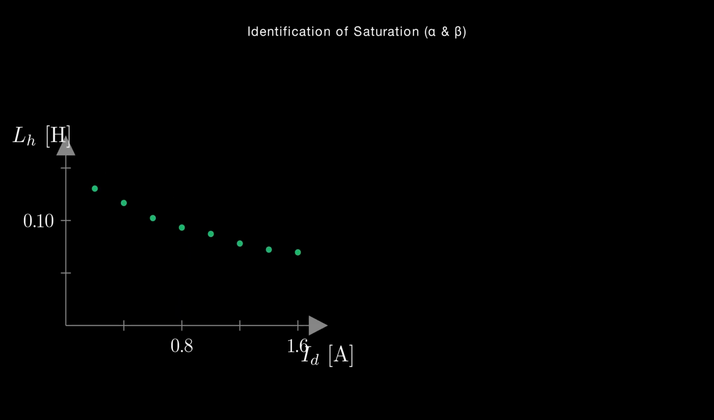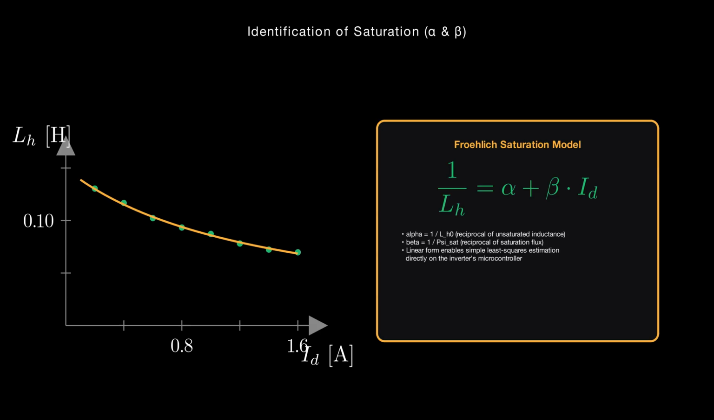During the rotational measurement, the inverter varies the magnetizing current step by step. The Froehlich model describes the physical saturation of the iron. Alpha corresponds to the reciprocal of the unsaturated mutual inductance, while beta represents the maximum saturation flux. By taking the reciprocal, the relationship becomes linear, enabling a resource-efficient least squares regression directly on the microcontroller.